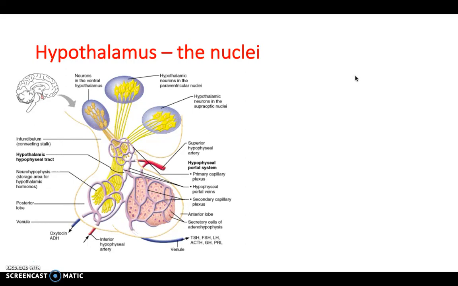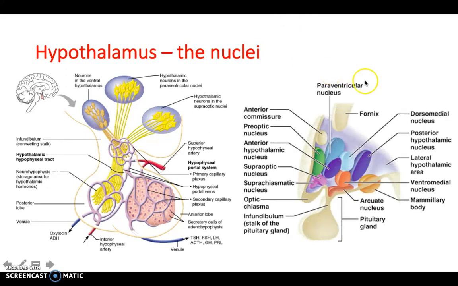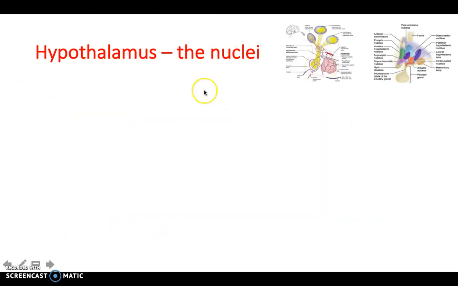So the nuclei of the hypothalamus then, in diagrammatic format, it's good to be aware of, for example, this is the ventral hypothalamus, this is the paraventricular nuclei, this is the supraoptic nuclei, and actually understanding what each of these nuclei does allows you to figure out which one is which on a diagram, particularly with regards to the nuclei that have connections to the pituitary gland.